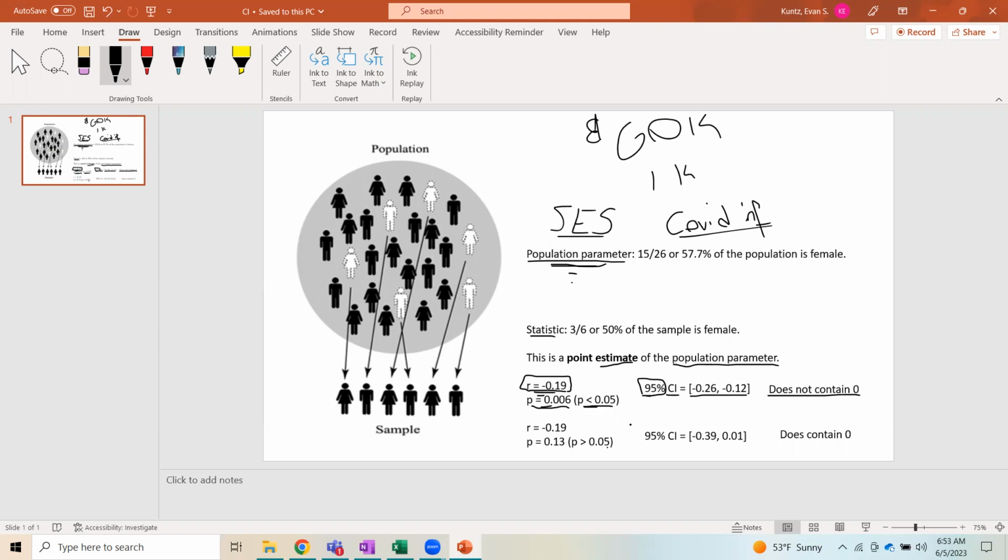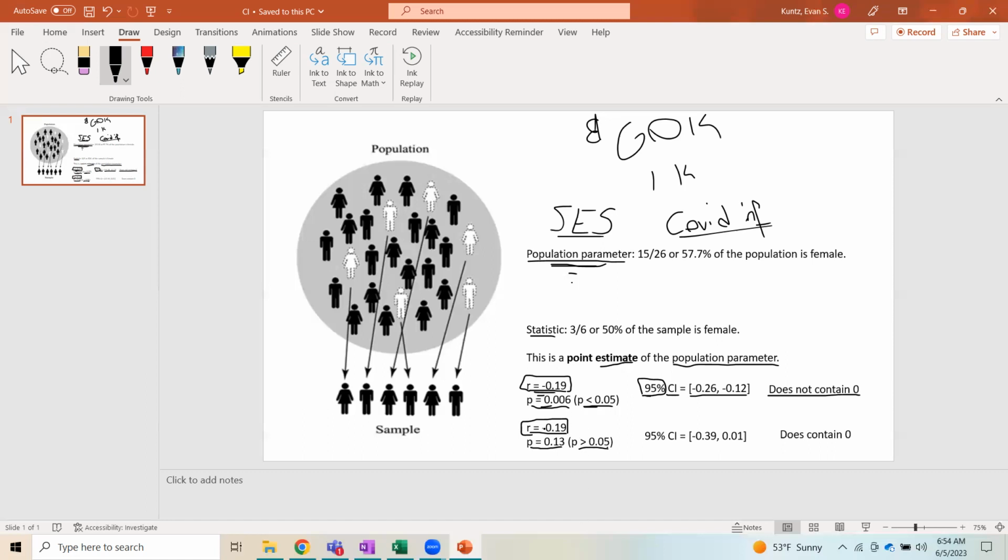And to further illustrate this, we're going to say that we conducted this survey once again. And so we found an r value of negative 0.19, just the same as the original. However, this time we found a p-value of 0.13. This p-value of 0.13 is greater than our typical cutoff of 0.05, indicating that this point estimate, this correlation coefficient, is not significant.